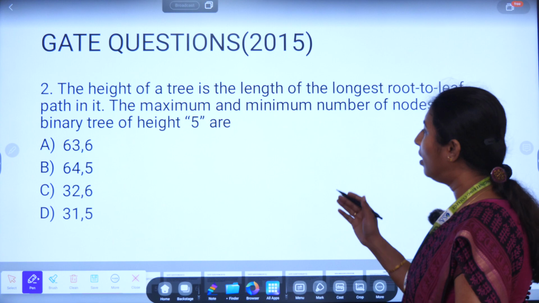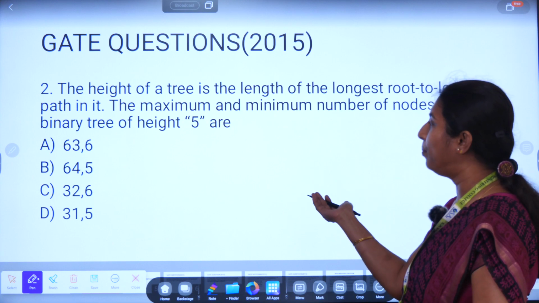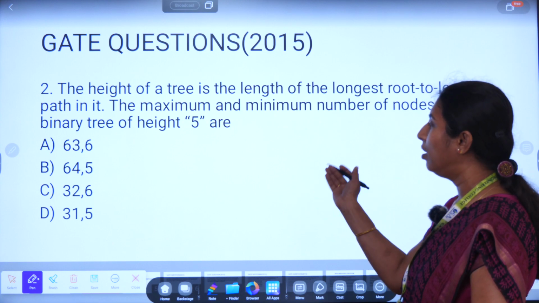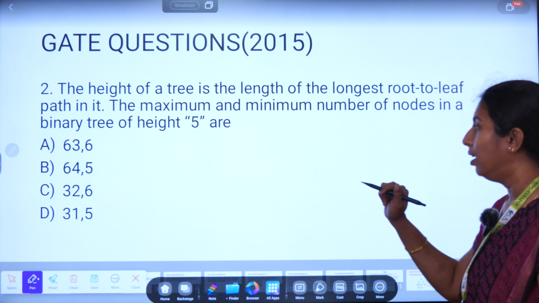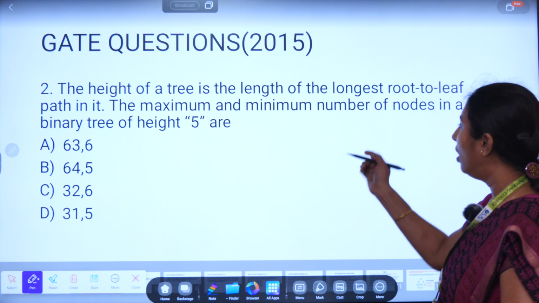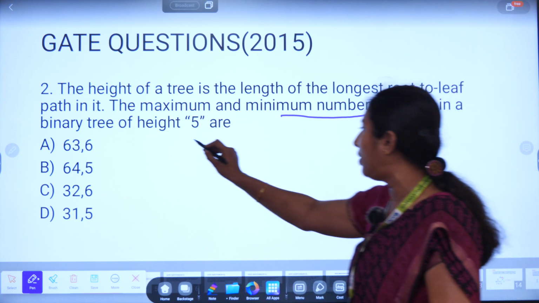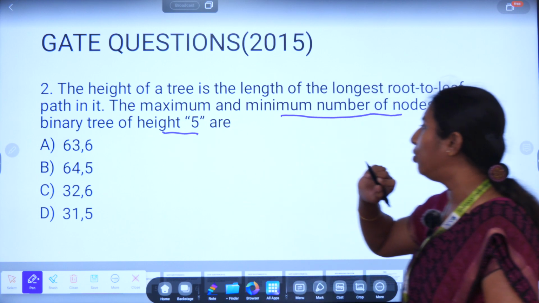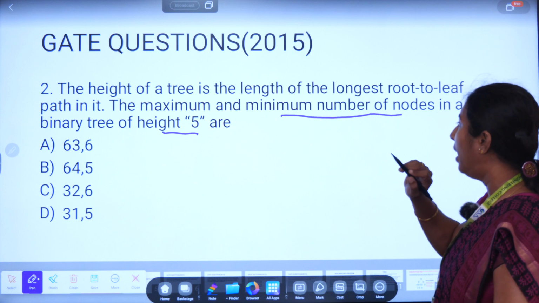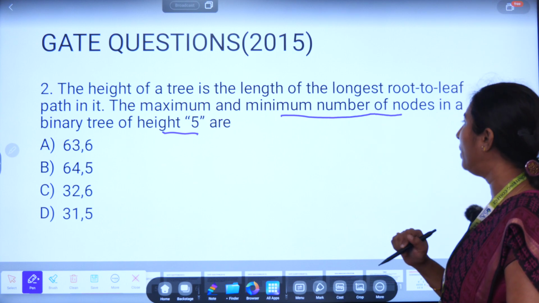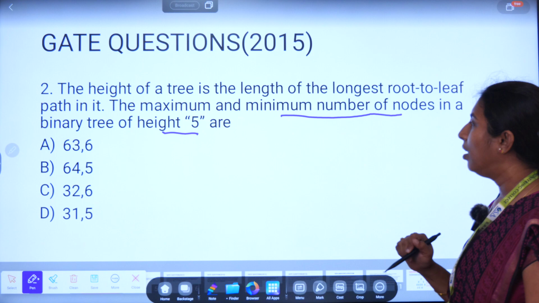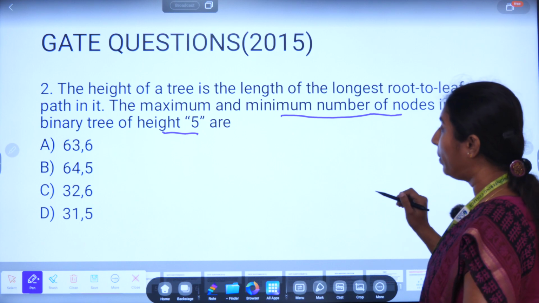So we saw how we should compute the maximum number of nodes for the given height of the tree. Now we are going to find the minimum number of nodes if the height of the tree is given. We know that the height of the tree is 5, and we are going to compute how many nodes it will have at minimum.